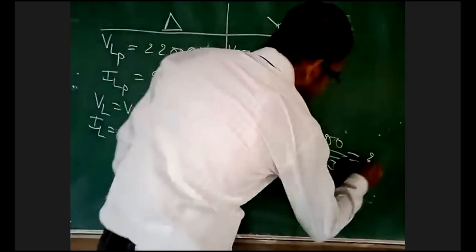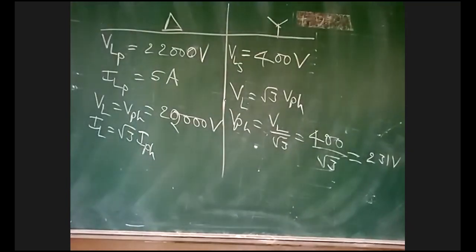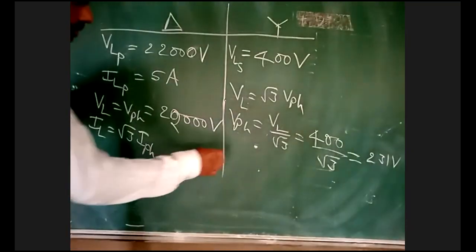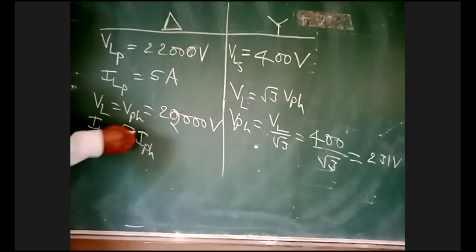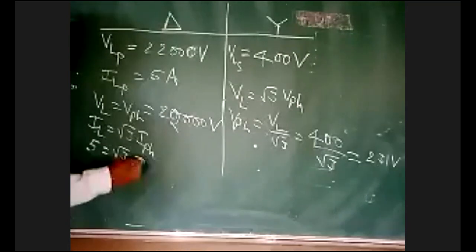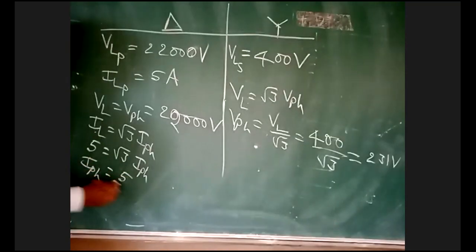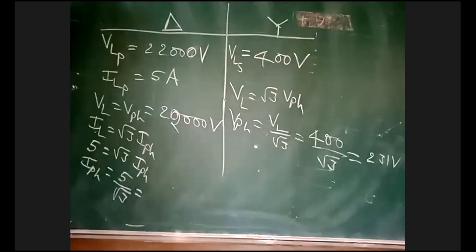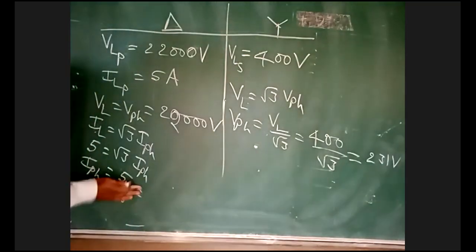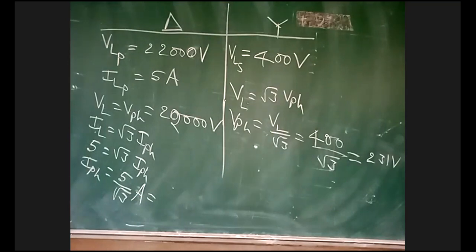What is 230.9? 231 volts. Now, see, the line current is 5 ampere. In star connection, the current flowing in each phase is 5 by root 3. That is your phase current in delta connection. How much? 5 by root 3.